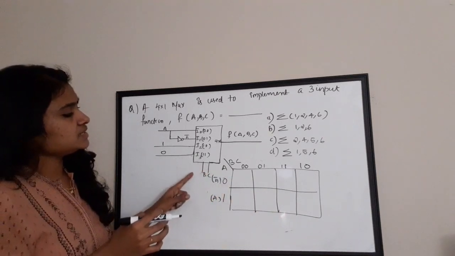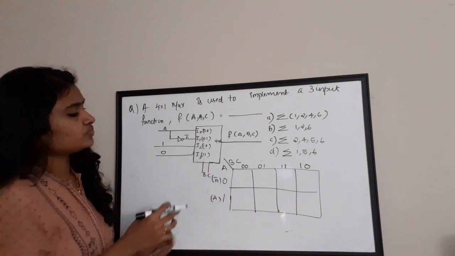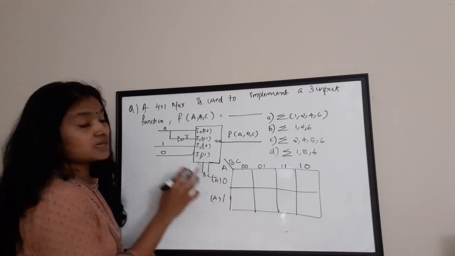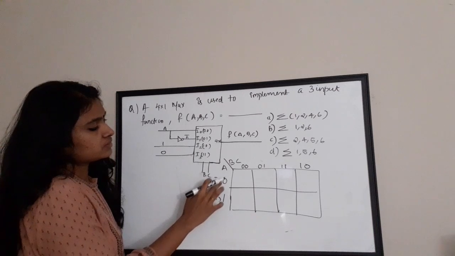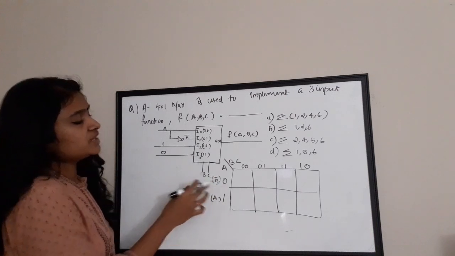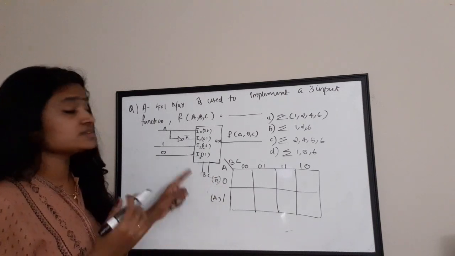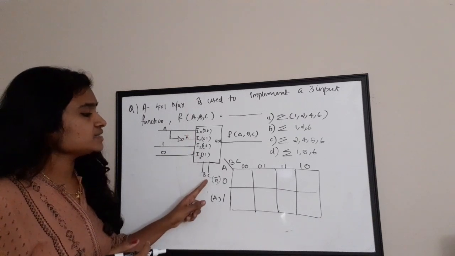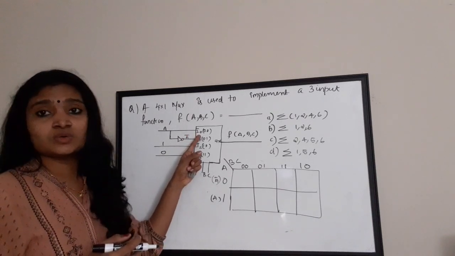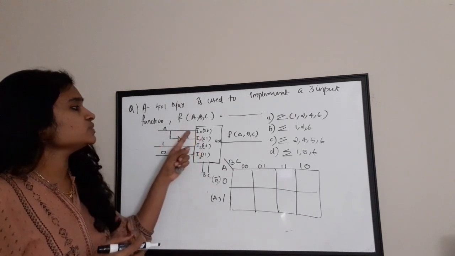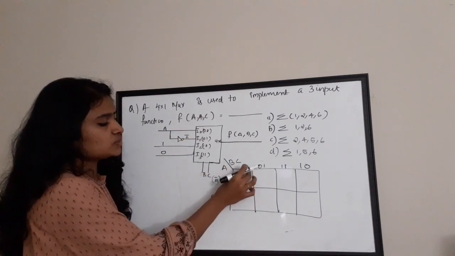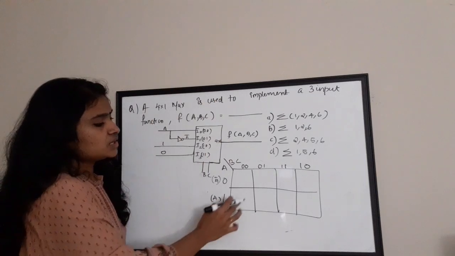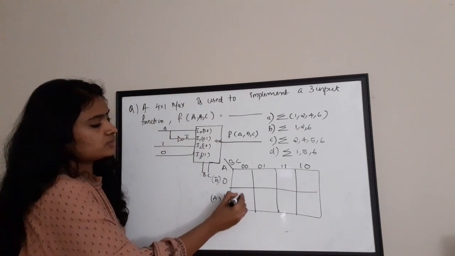Now just see the case for 0, 0. If B and C are given as 0 and 0, what is the result? If B and C are 0 and 0, then I0 is selected, right? So the value is A. So when B and C are 0 and 0, the value is A. So here there is a 1.